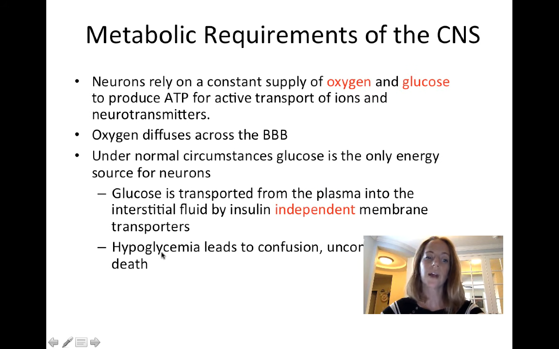Low blood glucose or hypoglycemia can lead to confusion, unconsciousness, and in the extreme case, even death. So if the metabolism of the central nervous system is oxygen and glucose, what type of metabolism is that? Think back to your metabolism lectures. Yeah, so it's aerobic metabolism that we studied that occurs in the mitochondria, requiring oxygen and glucose.